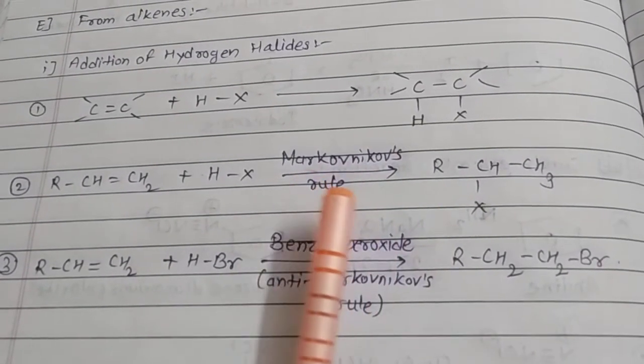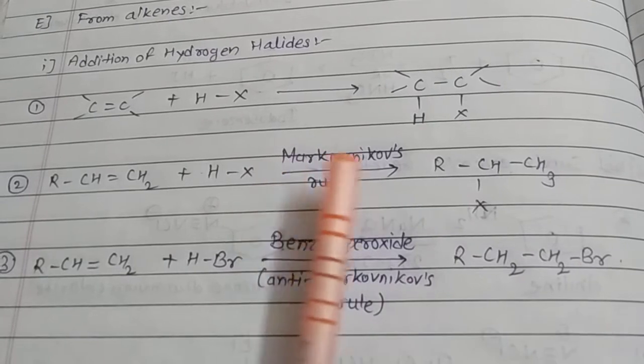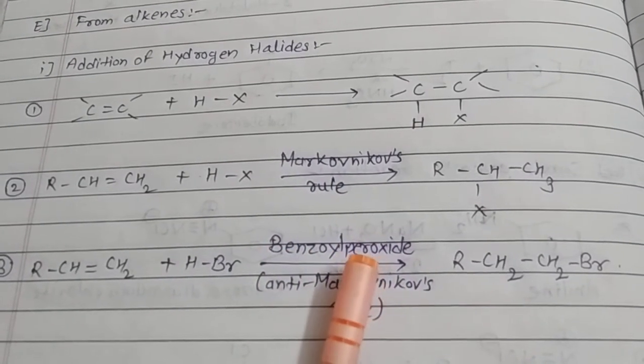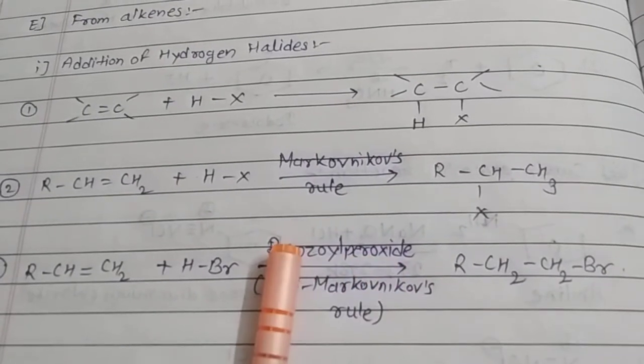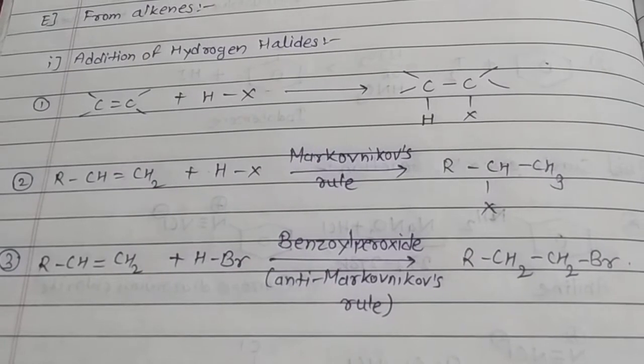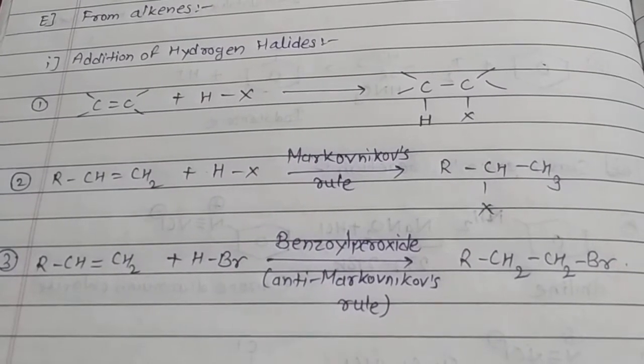Remember, for Markovnikov's rule nothing is written on the arrow, and for the anti-Markovnikov rule there will be a peroxide, either only peroxide is written or benzoyl peroxide. Okay, so that's the difference between the Markovnikov and anti-Markovnikov rule.